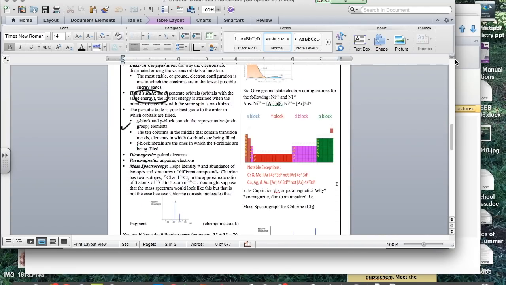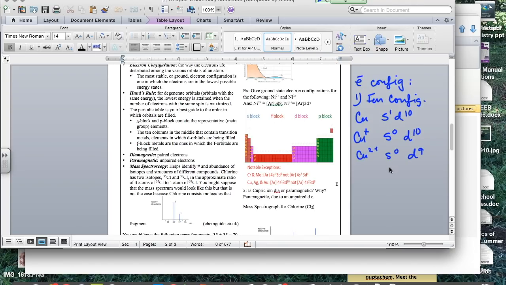Electron configurations, guys, you know how to write by looking at the periodic table. In electron configuration, you should be able to tell the ion configuration. One thing I will remind you: copper is an exception, with 4s1 3d10. So if we are talking about the copper 1+ ion, it'll be 4s0 3d10, and the copper 2+ ion will be 4s0 3d9. So the s electron is lost first before the d electron in ion formation.